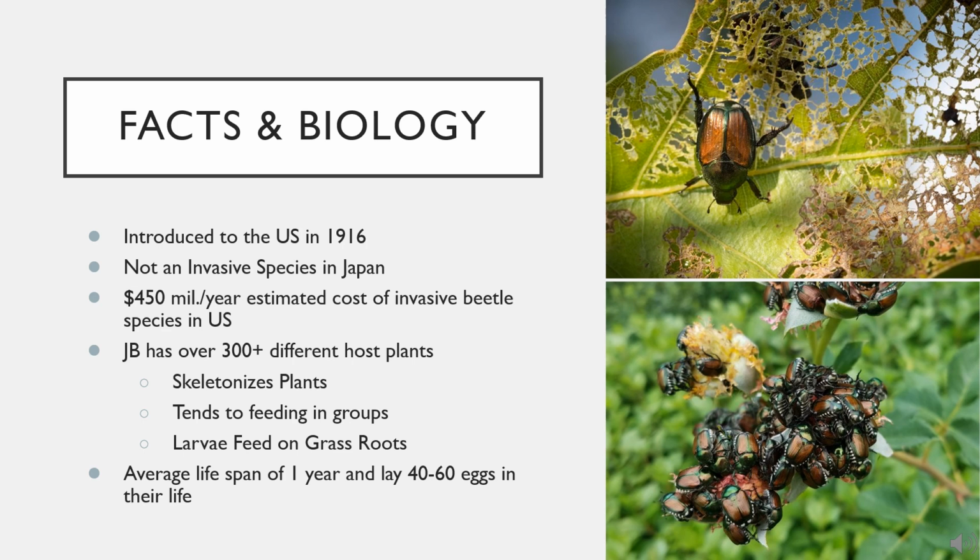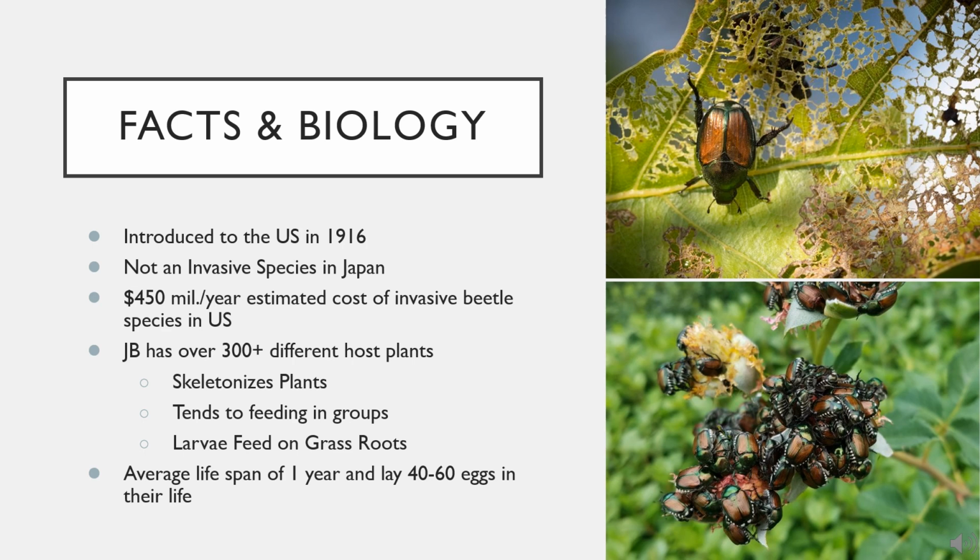Invasive beetle species in the US are estimated to have a total cost of about $450 million per year. In addition, the Japanese beetle feeds on over 300 different plant species across the US. If you look at the photo in the top right corner, you can see how the Japanese beetle skeletonizes the plant leaves. This can end up killing the plant or reducing yield.